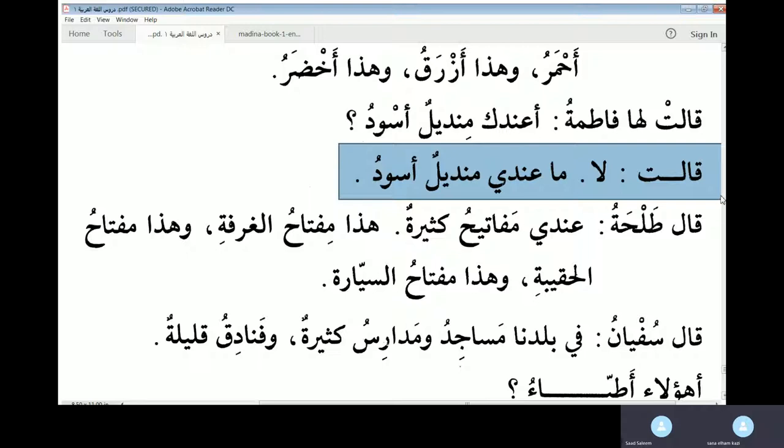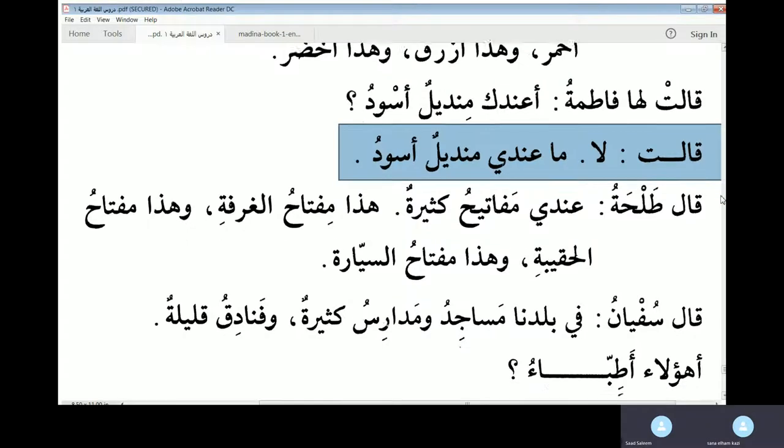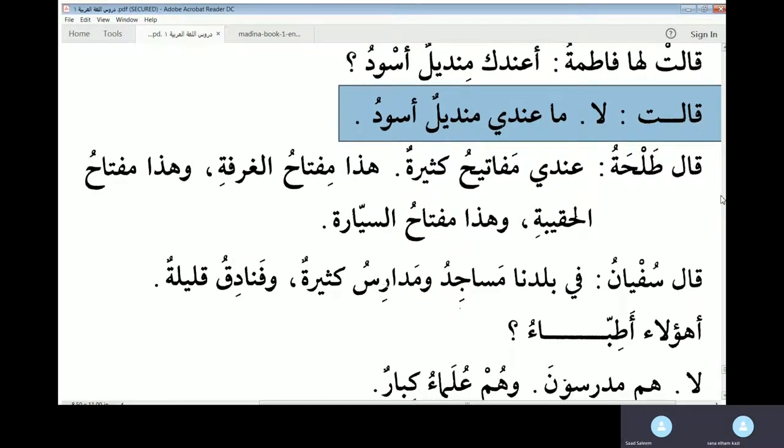Qalat, she said, la, no. Ma indi mindilun aswadu. La means no, and ma means not here. I don't have a black handkerchief. No, I don't have a black handkerchief.